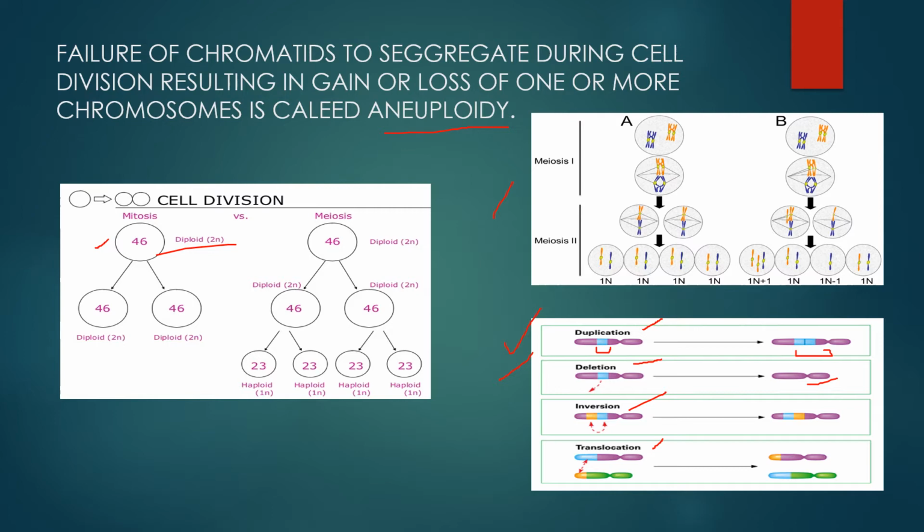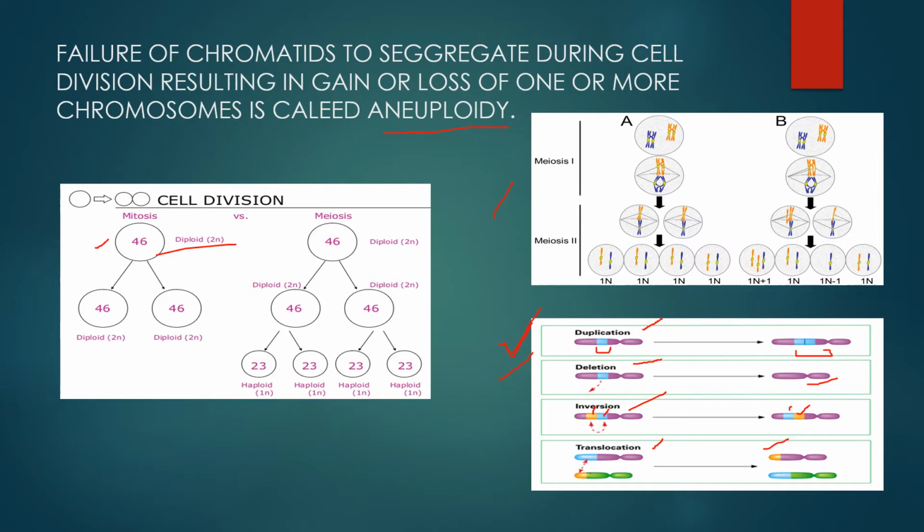In inversion, a part of the chromosome is inverted. You can see here the yellow and blue parts got inverted. This kind is called inversion. And in translocation, the exchange of segments takes place between two chromatids. This type is called translocation. This is a change in the structure.